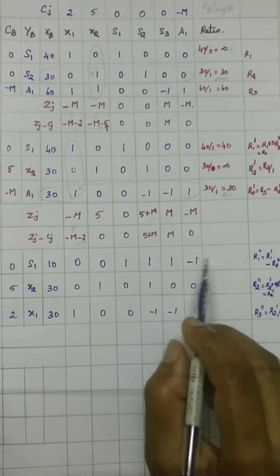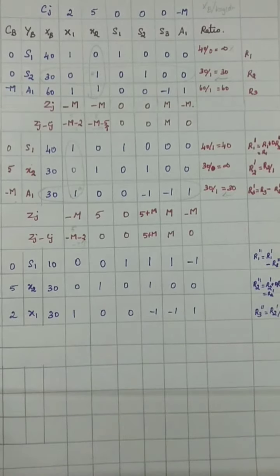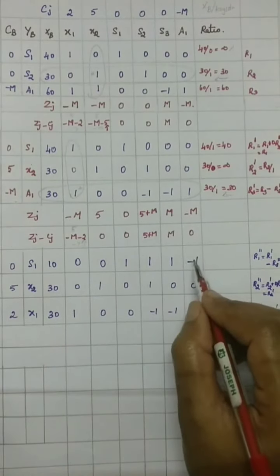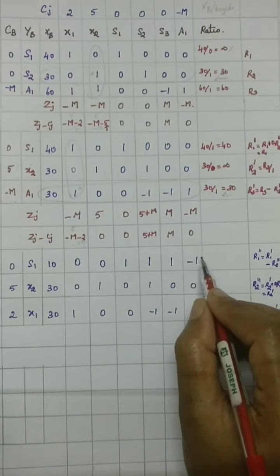The next we have to find out the Zj value. Here also we have some correction. So you have to change this one. This is minus 1. Yes, this is minus 1.